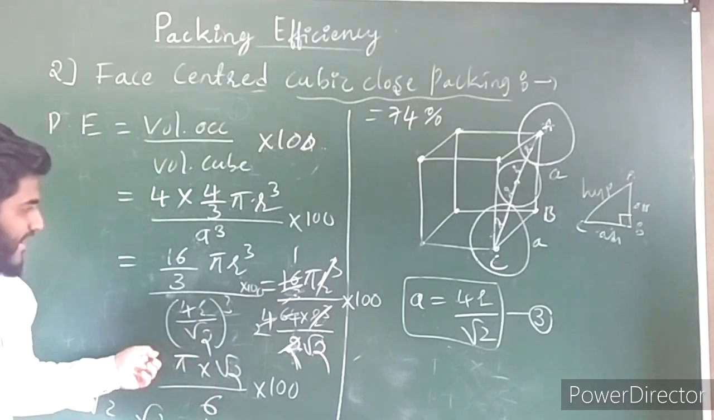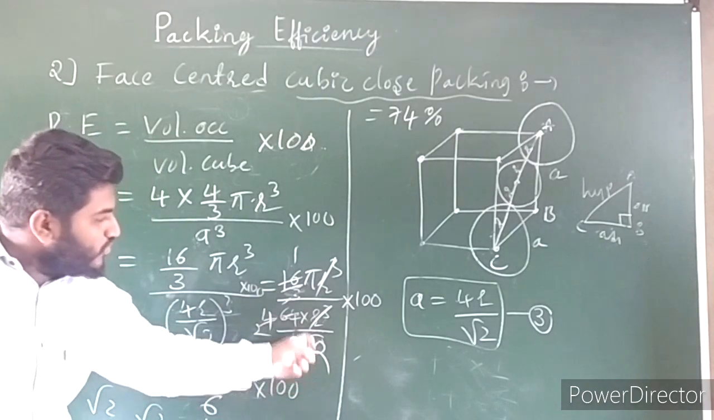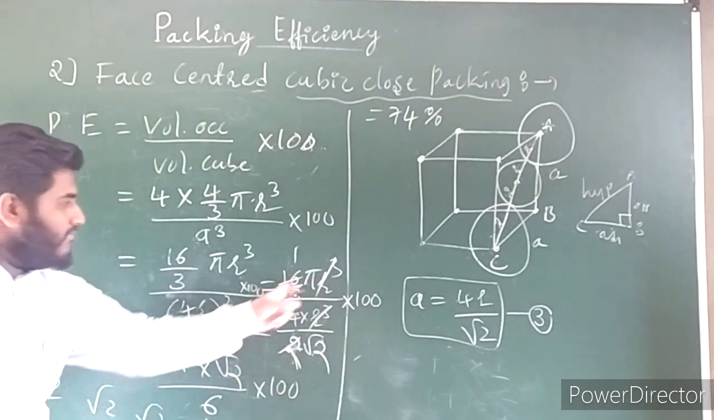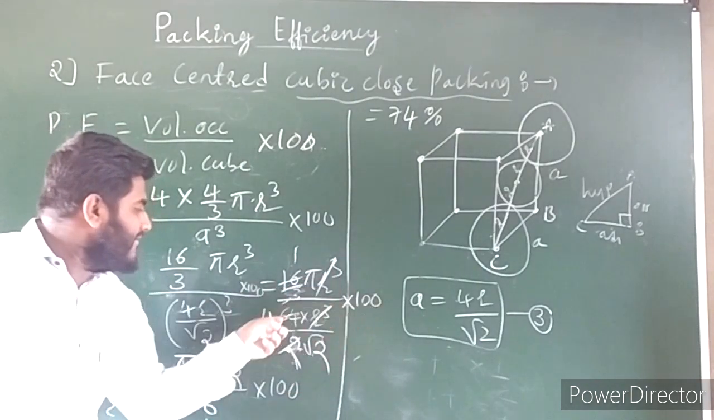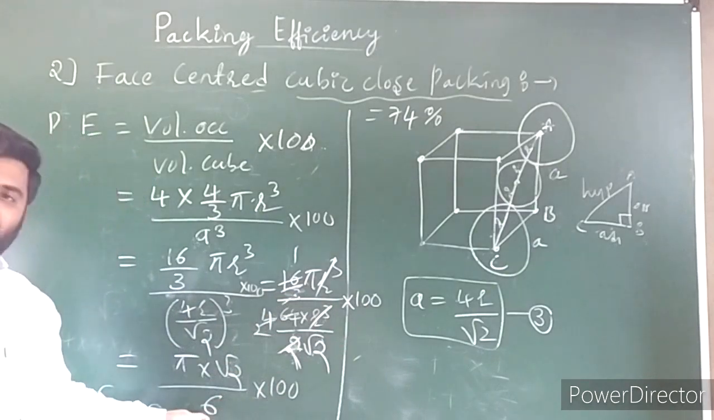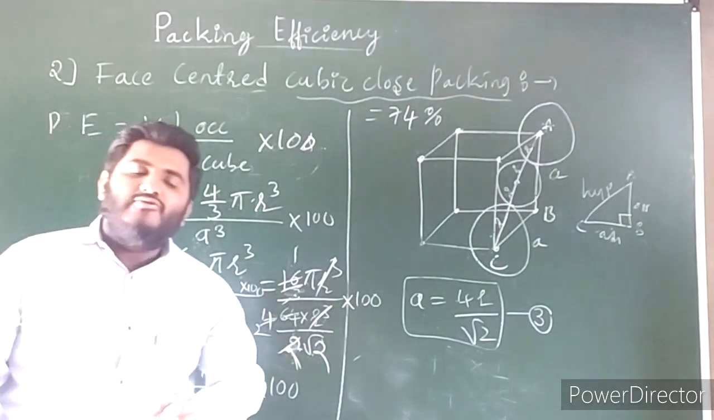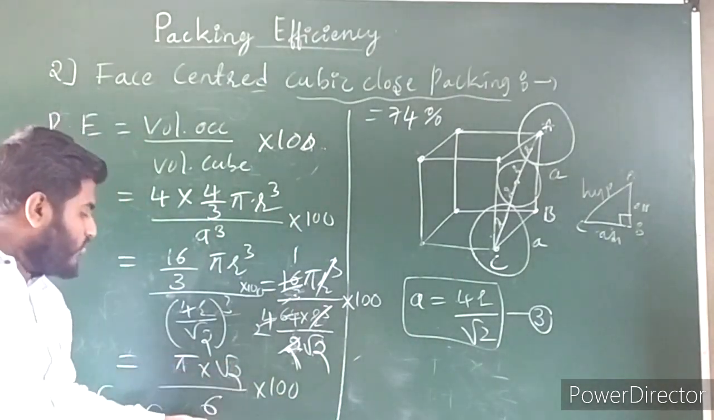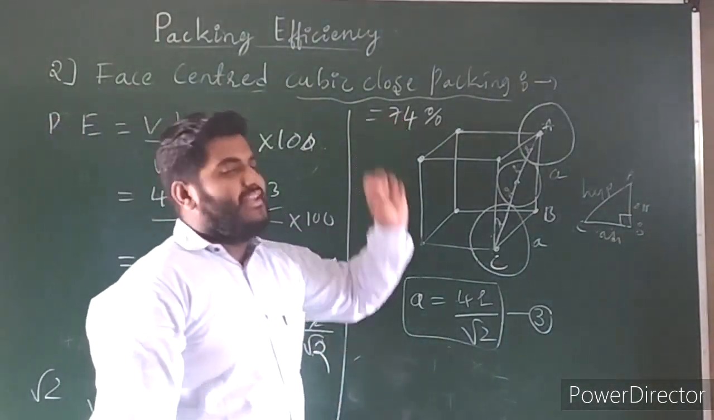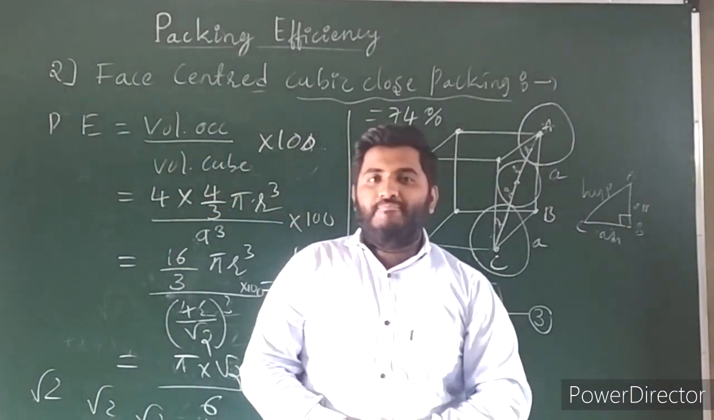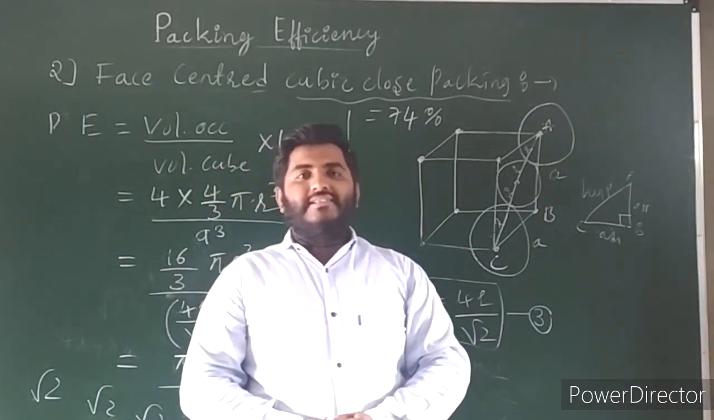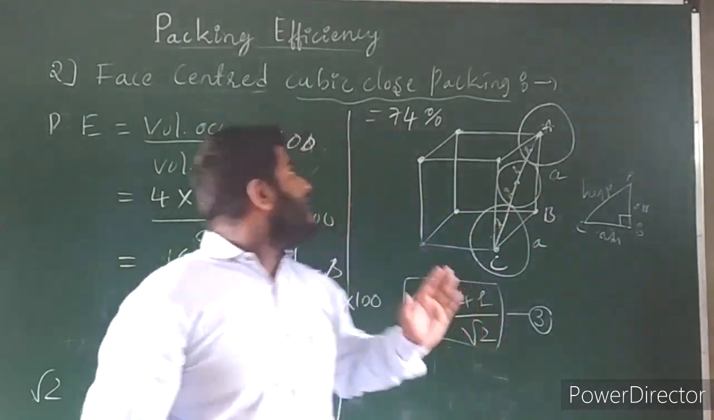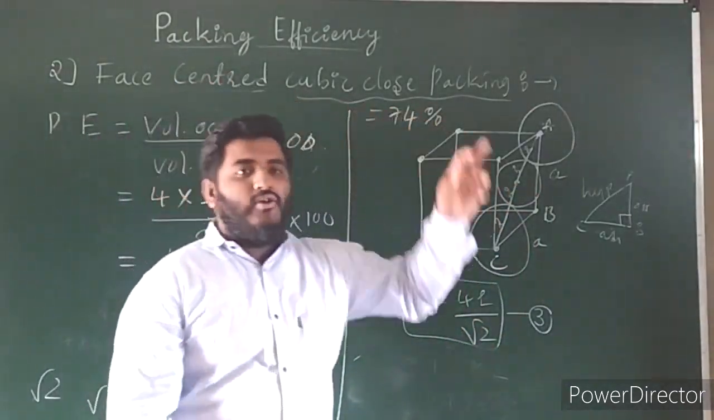Yes, pi into, this root 2, the denominator of the denominator comes to the numerator. Pi root 2 into 100 divided by 2 into 3 means 6 we are getting. In place of pi, you put the value 3.142. So 3.142 into root 2 divided by 6 into 100. The answer is 74% you are getting. That 74% is nothing but packing efficiency, the amount of space filled in case of face-centered cubic close packing.